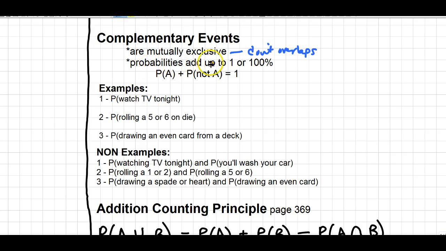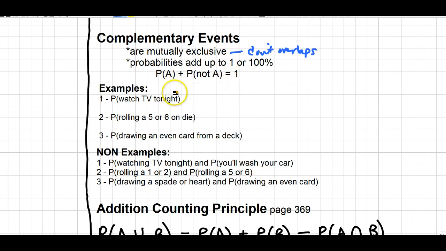The probabilities of the complementary events have to add up to 100%. Usually when you're dealing with complementary events, there's only two events that you're working with. So if one of the events has a probability of 70%, the other one has to have a probability of 30%. The way that we talk about that in symbols is we say the probability of event A plus the probability of event not A has to end up being a 1.